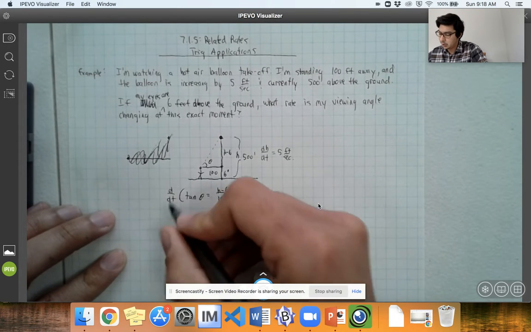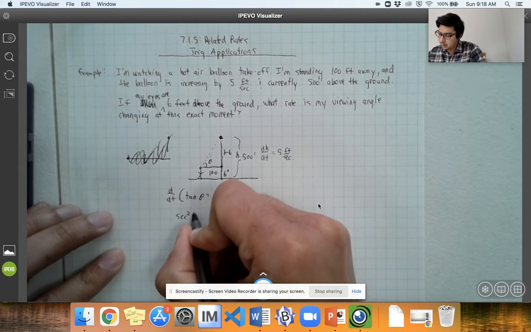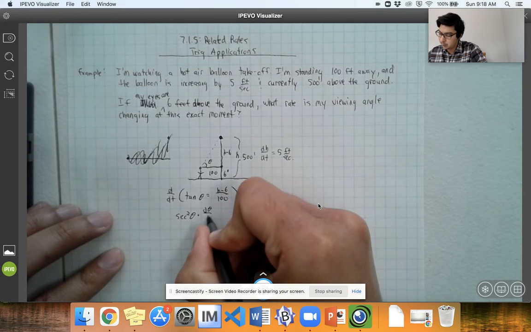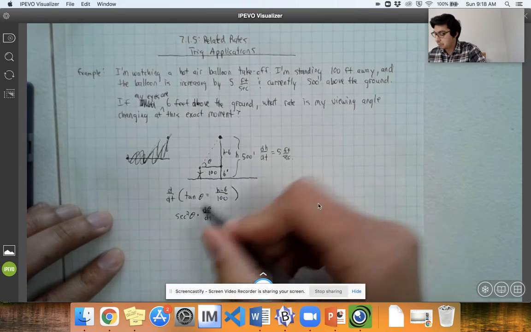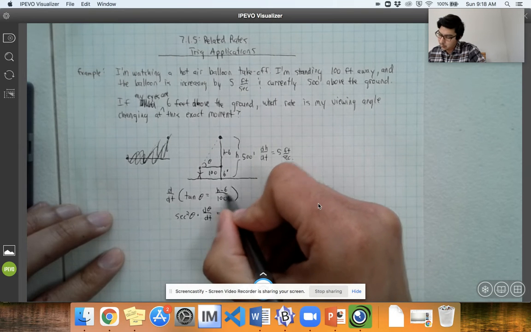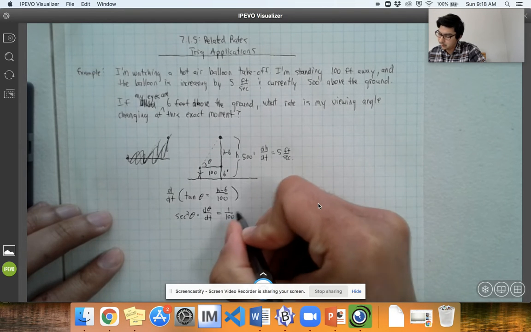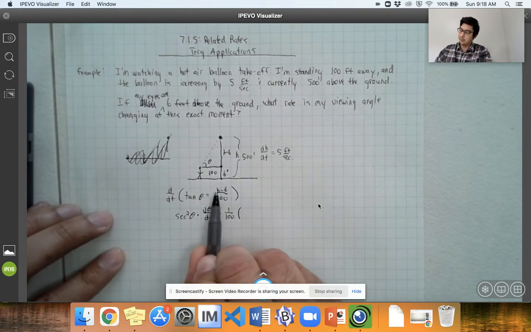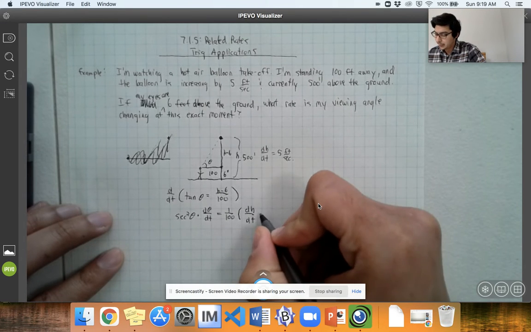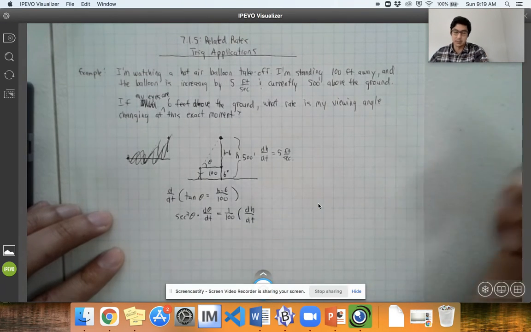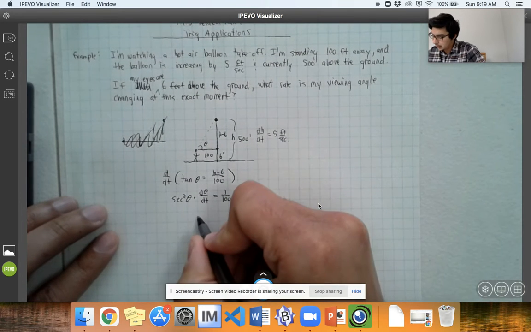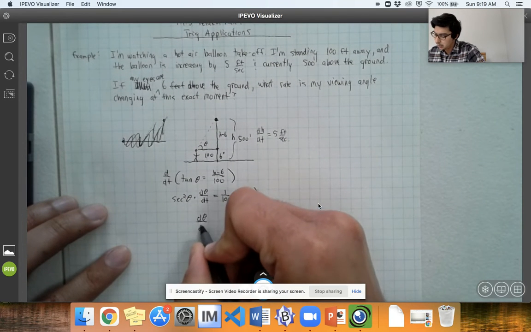So the derivative of tangent theta is, by chain rule, the derivative of the outside, secant squared, leaving the inside alone, times the derivative of theta with respect to time, which will give us the derivative of the angle with respect to time. It is equal to, now remember, 1 over 100 is a constant, so I might pull that out in front. And then what's the derivative of h minus 6? Well, that's going to be dh/dt, plus 0, because the derivative of 6 is 0, so I don't need that. Good.